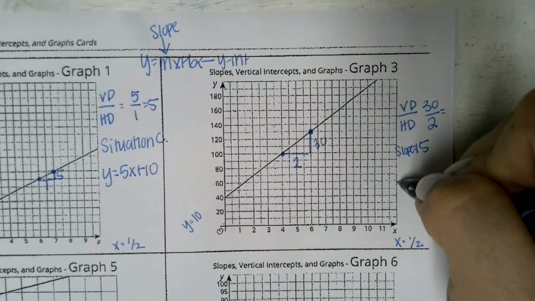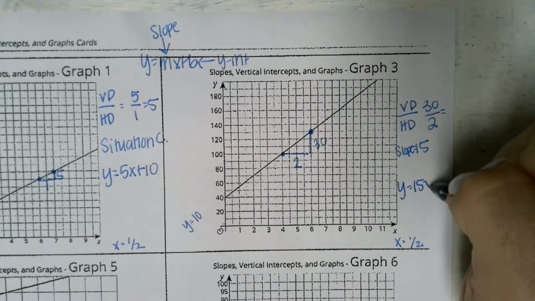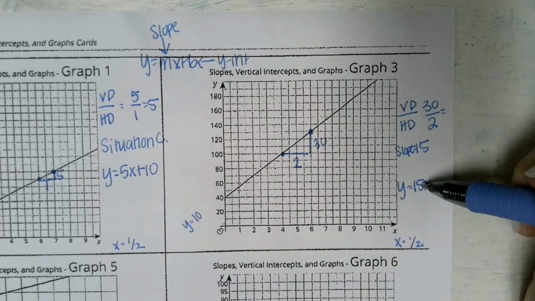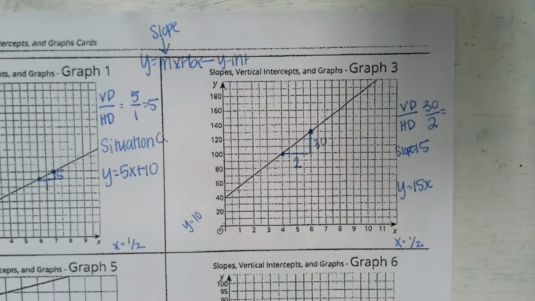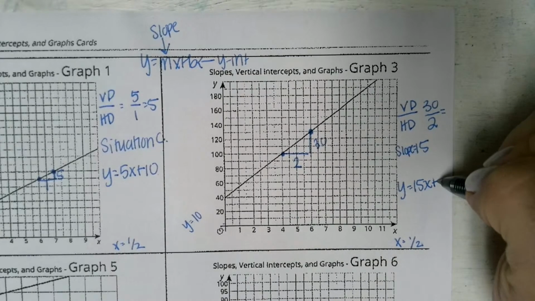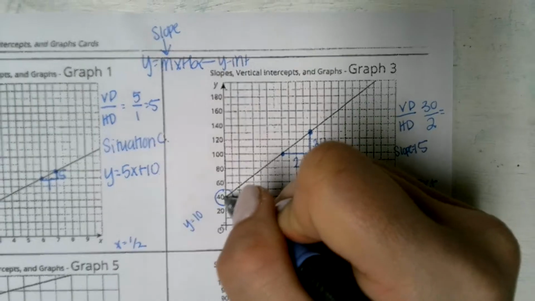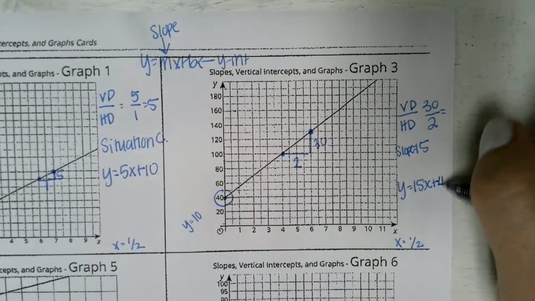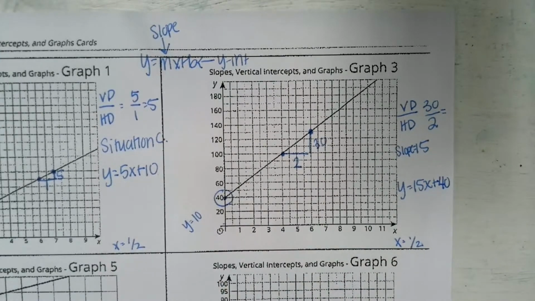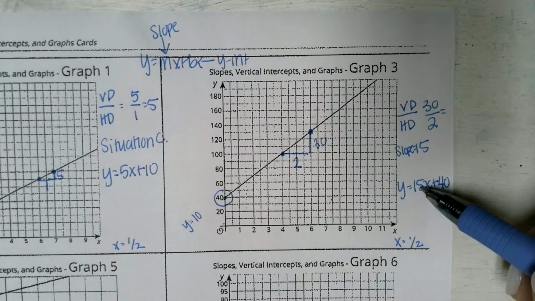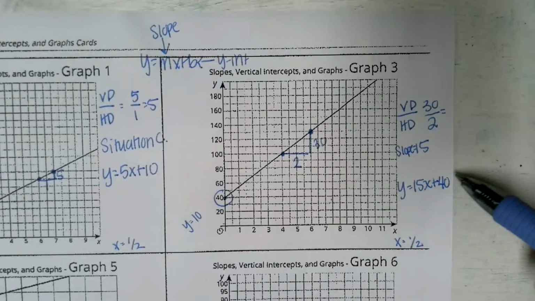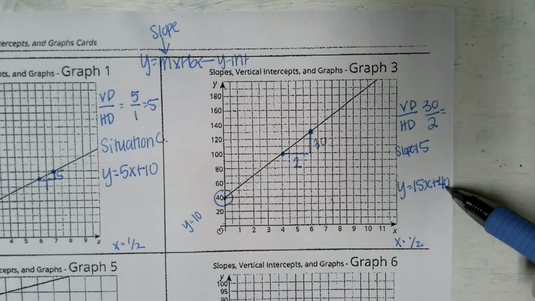So we know each week he adds $15 to his bank account. That's my rate of change. Every week he's adding the same amount, but he started with $40 in his piggy bank. So our equation for this situation would be y equals 15x plus 40. $15 every week is the slope. $40 is what he started with. That's his y-intercept.